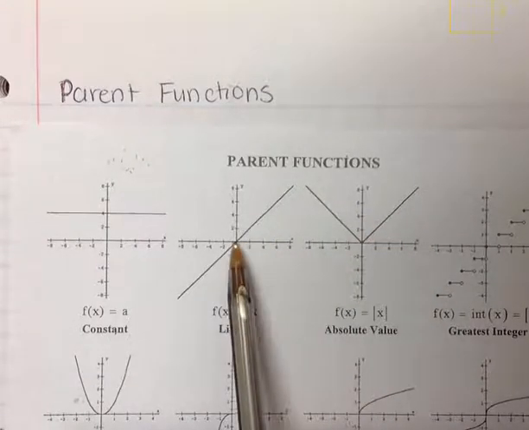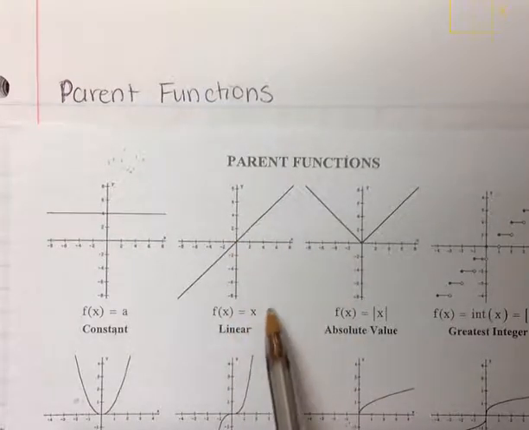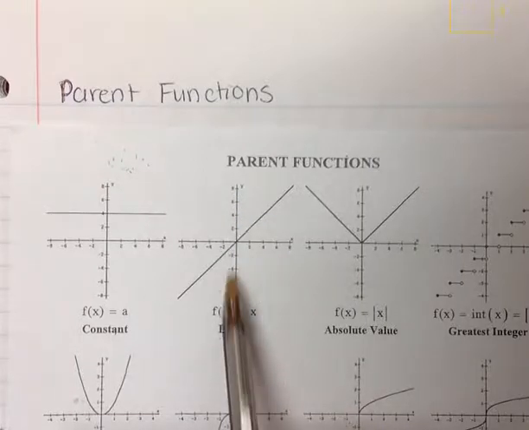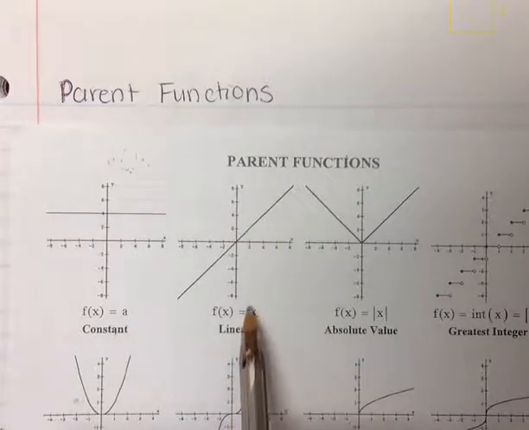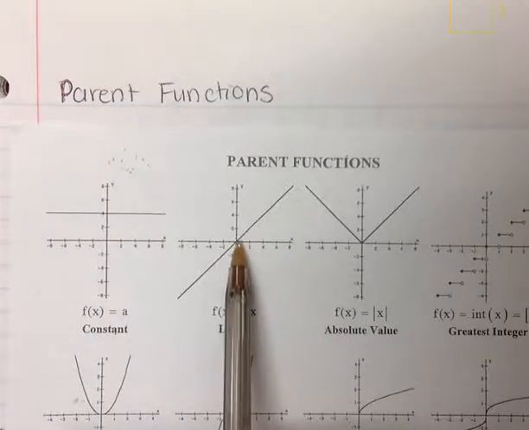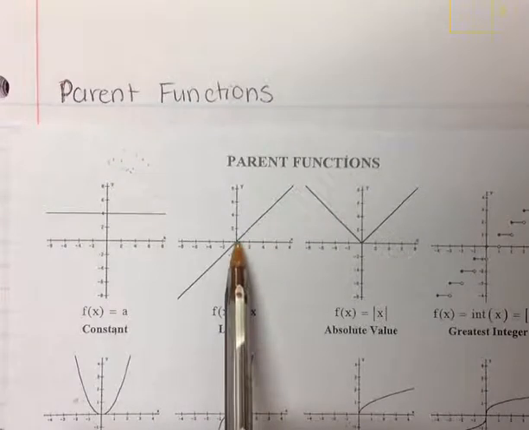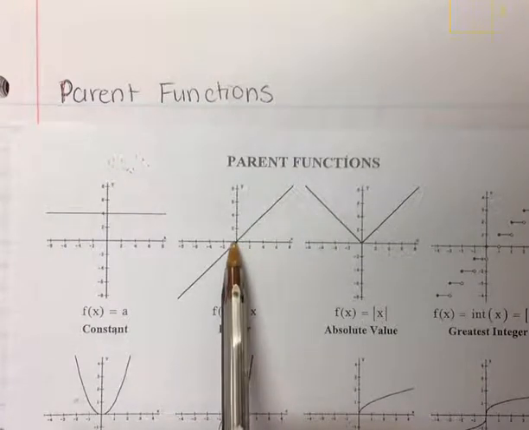So for linear, your y equals mx plus b for linear functions. Your b value is your starting value, and then your slope would be your m value. For a linear function for a parent graph, it'll have a slope of 1 and a coordinate of 0, 0 for your starting coordinate.